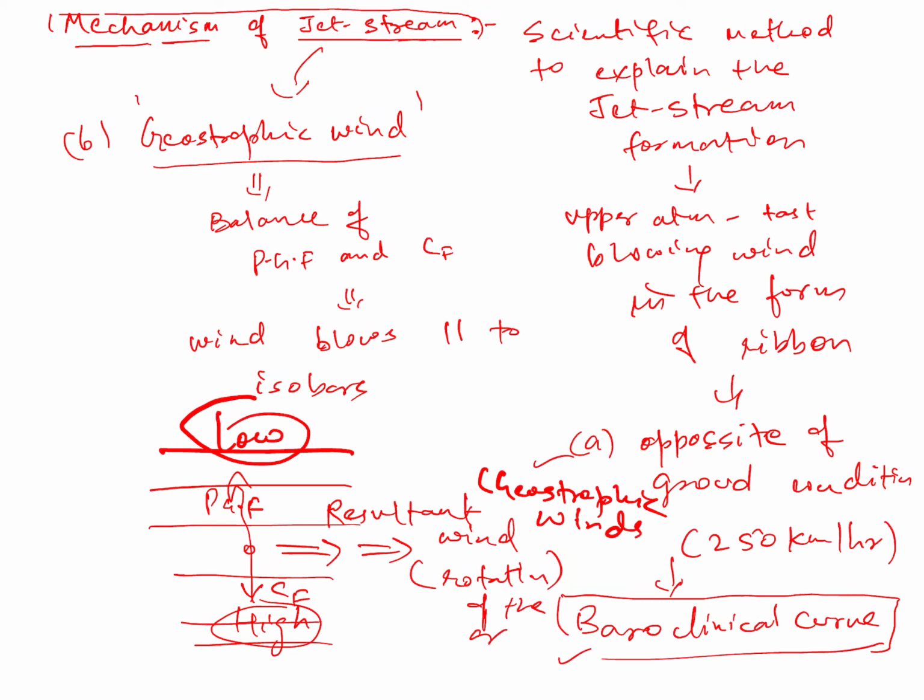Now we have to explain two things: one, the baroclinic curve, and two, how the upper atmospheric jet stream becomes geostrophic in nature, that means they move parallel to the isobars. To understand this, first we will take the baroclinic part, then we move to the geostrophic part. Let's see the concept of the baroclinic curve, guys.